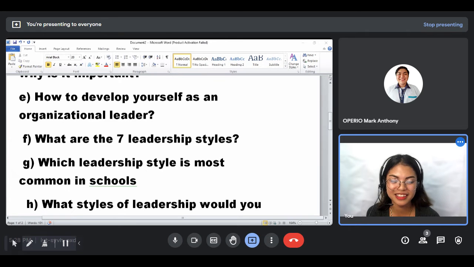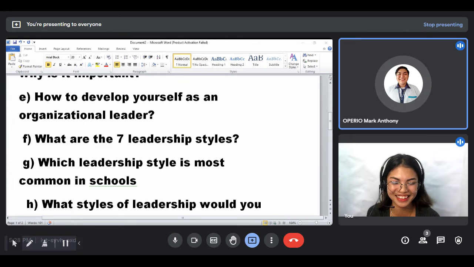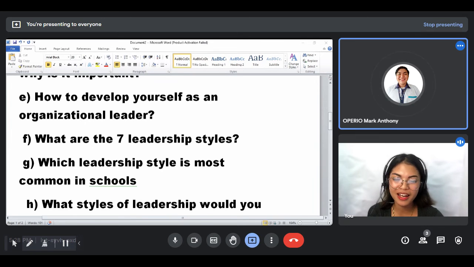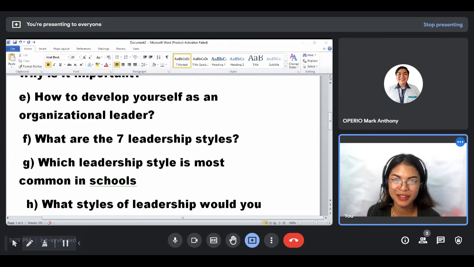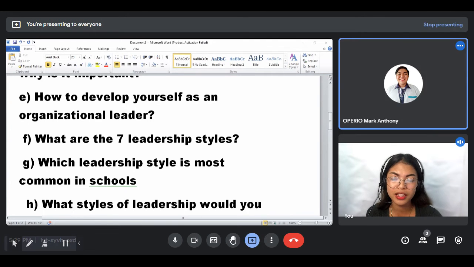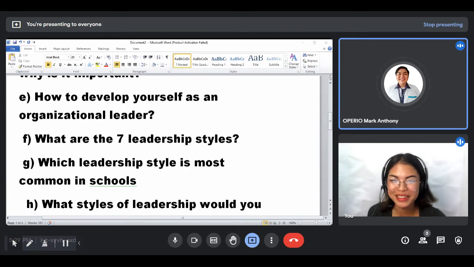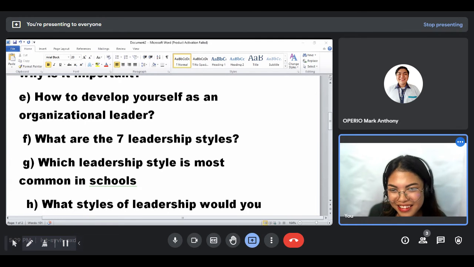So autocratic, are we the same? Yes, it is. Okay, so to be fair, I will be explaining all of the seven leadership styles, and then you will be explaining. I have a suggestion. Wait, seven. I think I will explain the first four, and you will explain the three below. Okay, go. So I will be explaining the four leadership styles, and then you will be explaining the three.